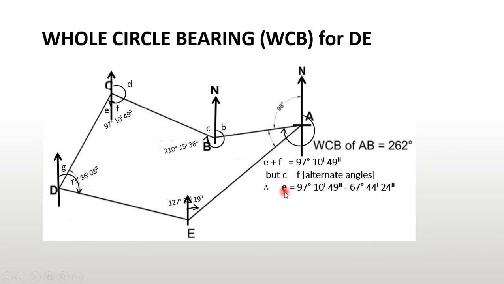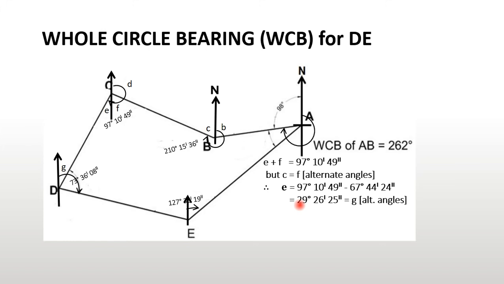So to determine the value of angle E, we are going to subtract 97 degrees 10 minutes 49 seconds minus 67 degrees 44 minutes 24 seconds. So the answer there is 29 degrees 26 minutes 25 seconds, which is equal to G. So since we've said E is equal to G, these are alternate angles and the north lines are parallel.